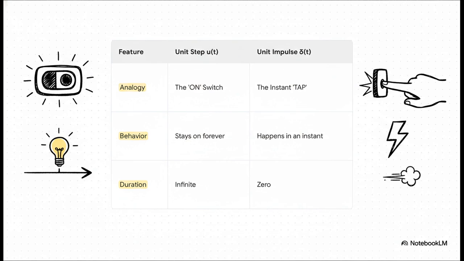Seeing them side by side really makes the difference pop. The step function, that's a permanent change. It's a switch that flips on and stays on forever. It has an infinite duration. The impulse is the total opposite. It's an event that happens in literally 0 time, and then it's gone. One is a state of being, and the other is a single event.